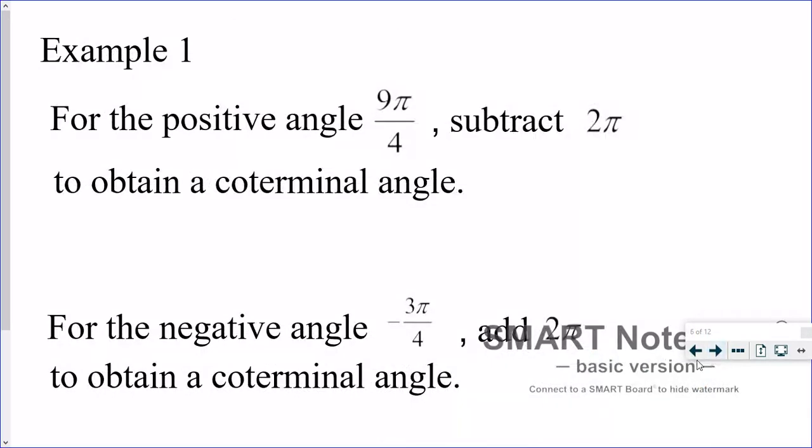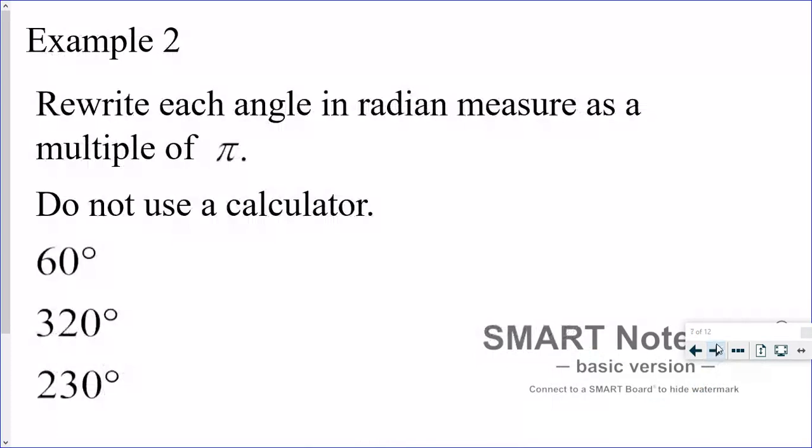Okay. So we just talked about that, so I'm going to skip that. Go ahead and take a minute to convert these to radian measure. All right. So of course, if you remember, to convert from degrees to radians, we simply multiply by pi over 180 and simplify.